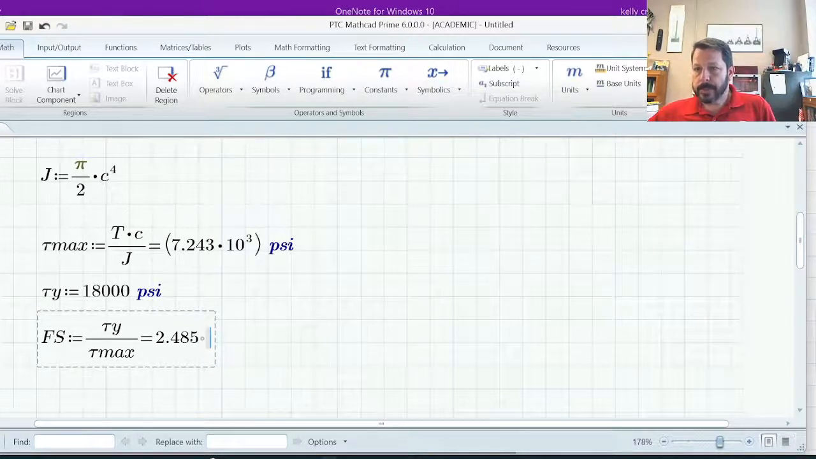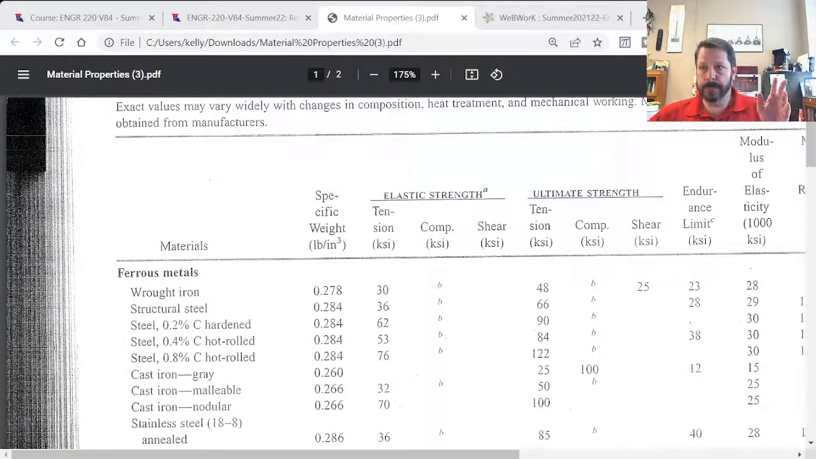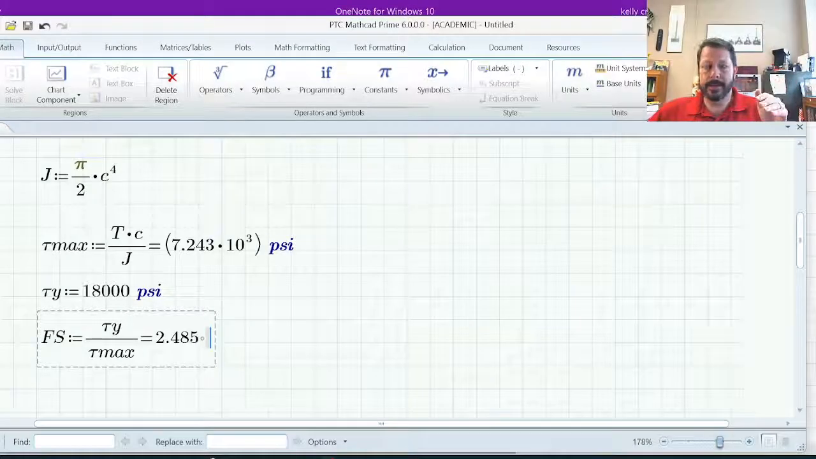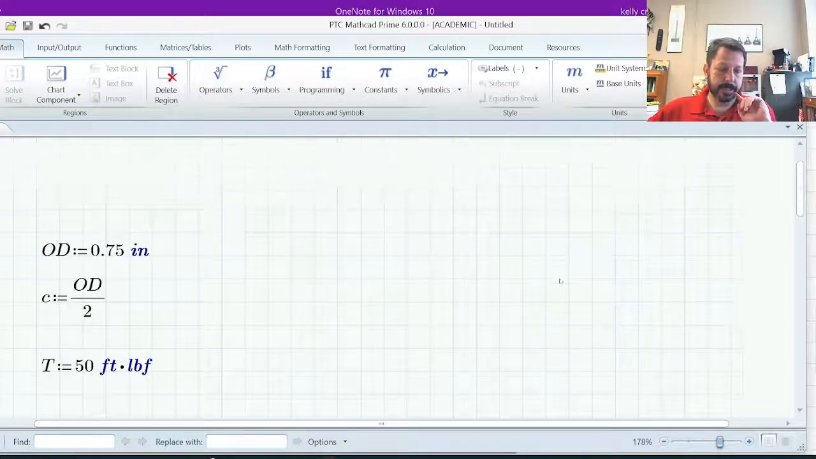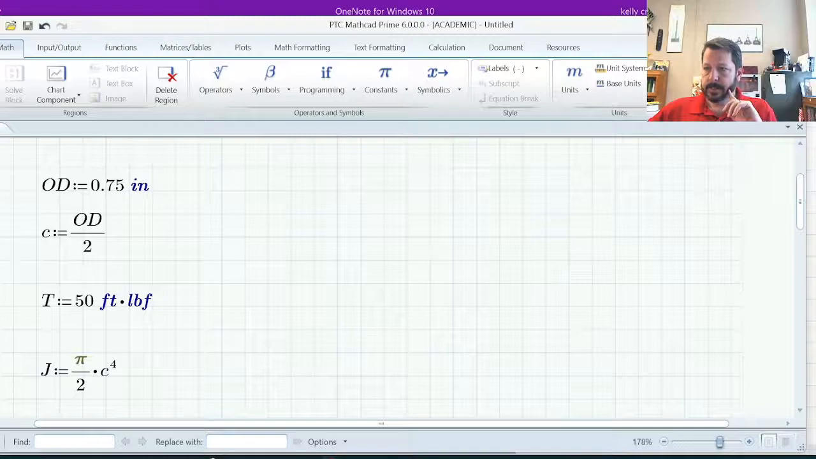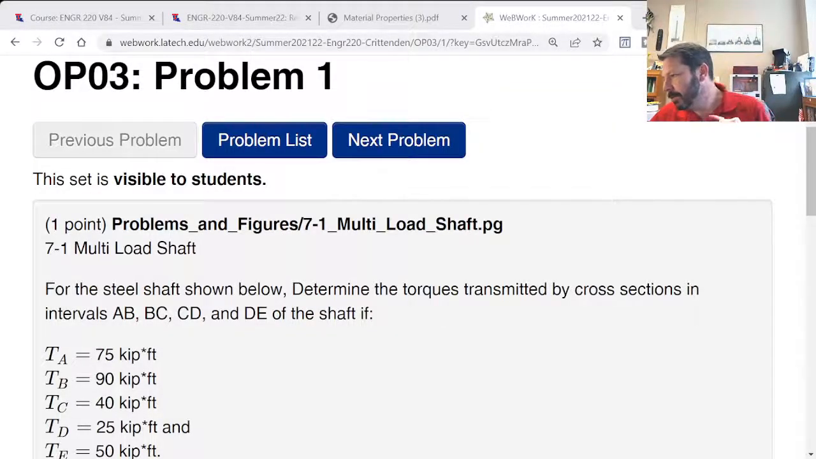Okay, so that's a pretty straightforward example of how the numbers work together in a torsional shear stress setup. Let's look at web work a little bit. We have plenty of time. We've only gone what, 30 minutes maybe, so not long at all.